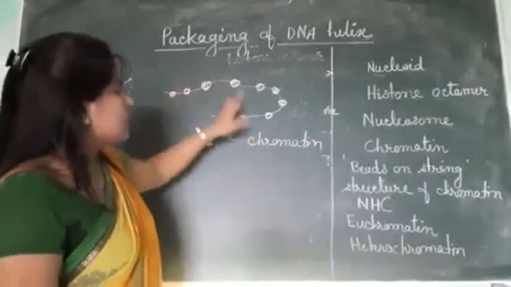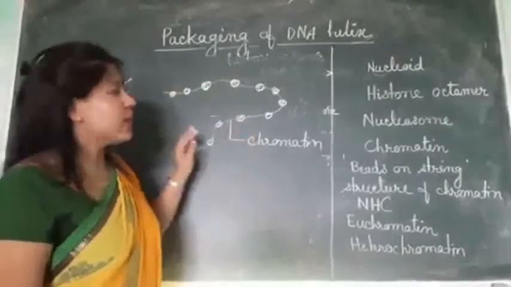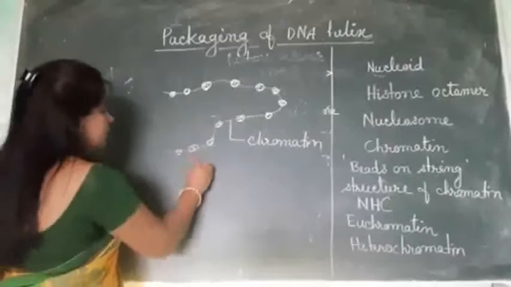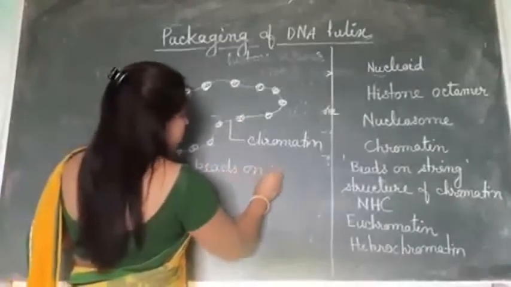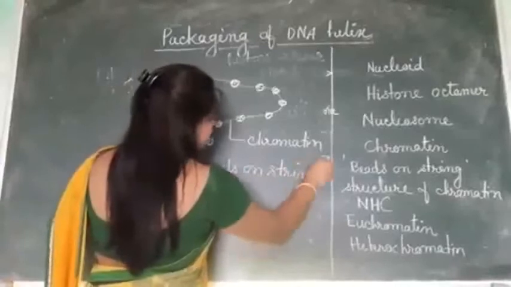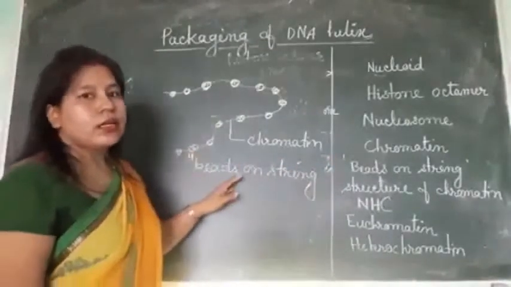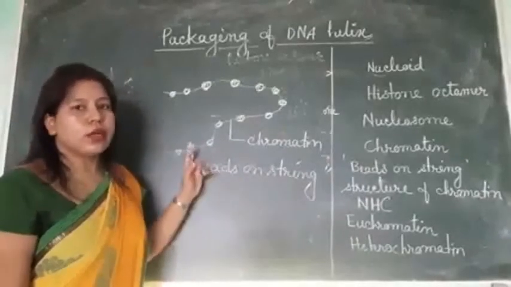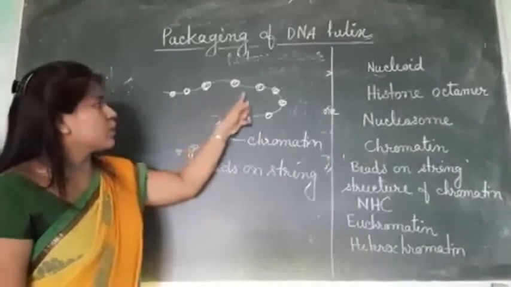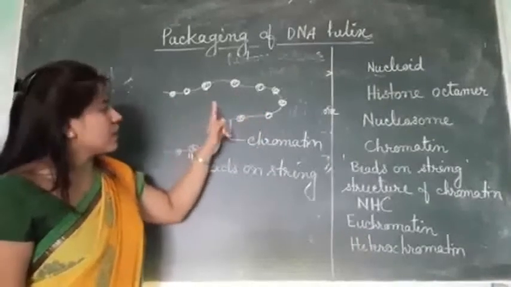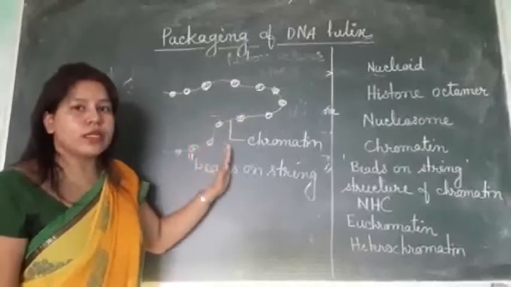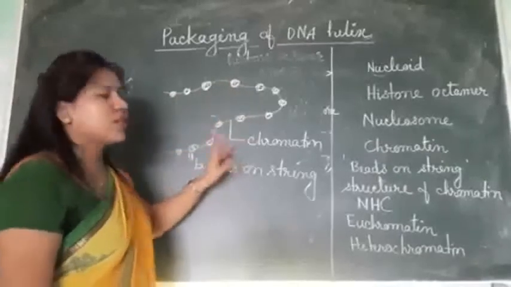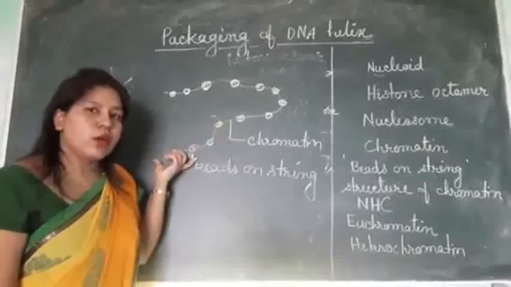When this chromatin is observed under electron microscope, then these nucleosomes in chromatin are seen as beads on string structure. If I ask you what do you mean by beads on string structure of chromatin, then you have to answer, in eukaryotic cell, the nucleosomes constitute repeating unit to form a thread-like stain structure which is known as chromatin. Okay, the nucleosomes in chromatin are seen as beads on string structure when observed under electron microscope. Clear?